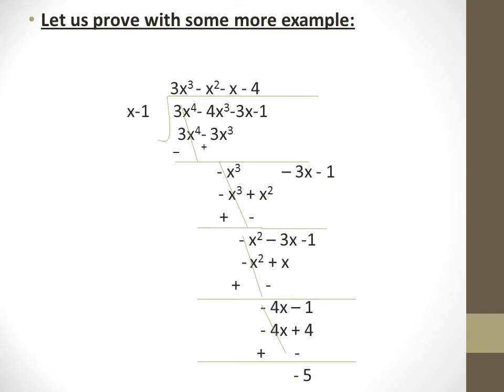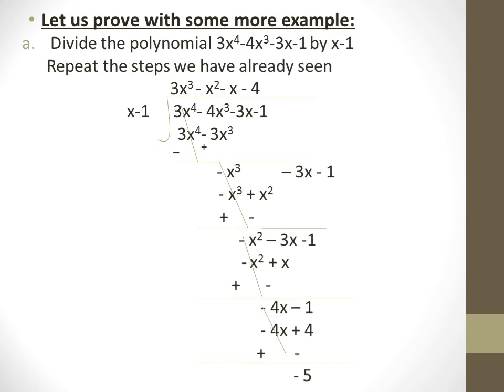Now again subtract it and try to solve in a similar way. Try to get it. The remainder will be minus 5 if you solve it in the same way.